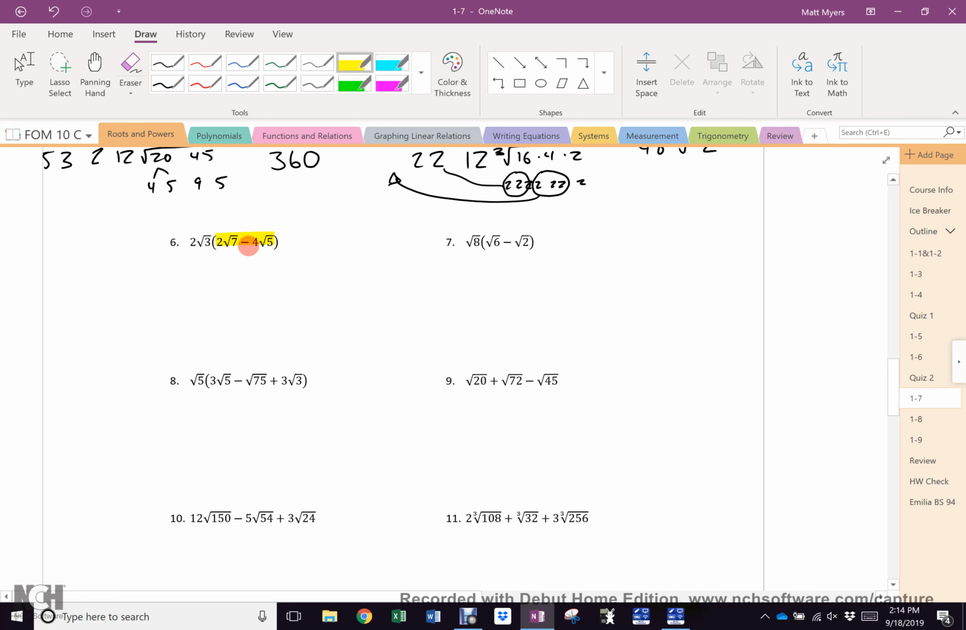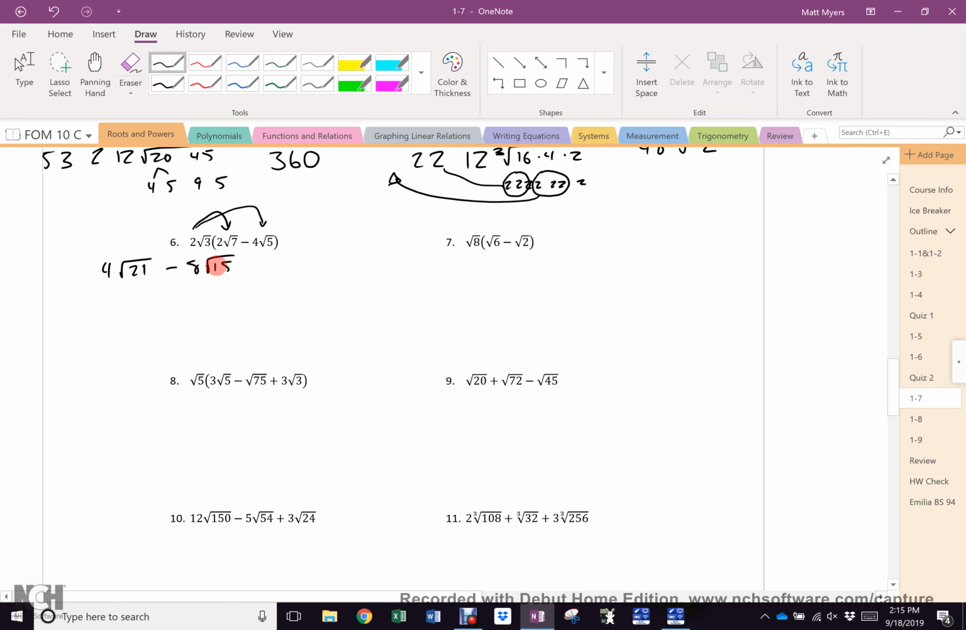Because it's 7 and 5, I can't add them. So I've got to do the multiply first. 2 times 2 is 4. 7 times 3 is 21. Then I multiply again, just like I learned in the 9th grade. 2 times 4 is 8. 3 times 5 is 15.